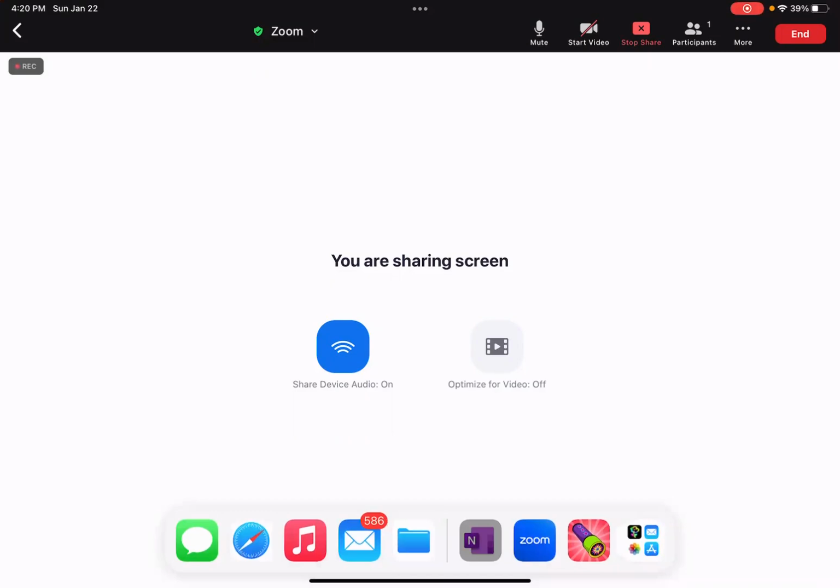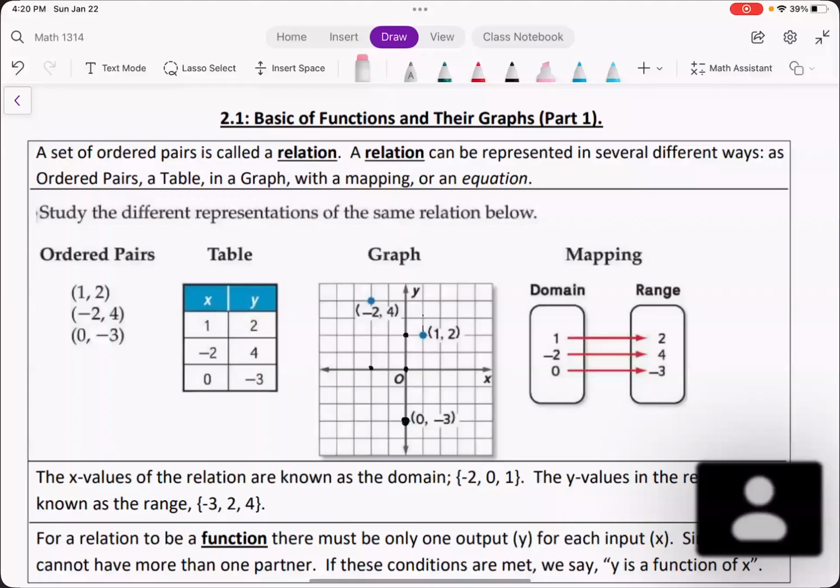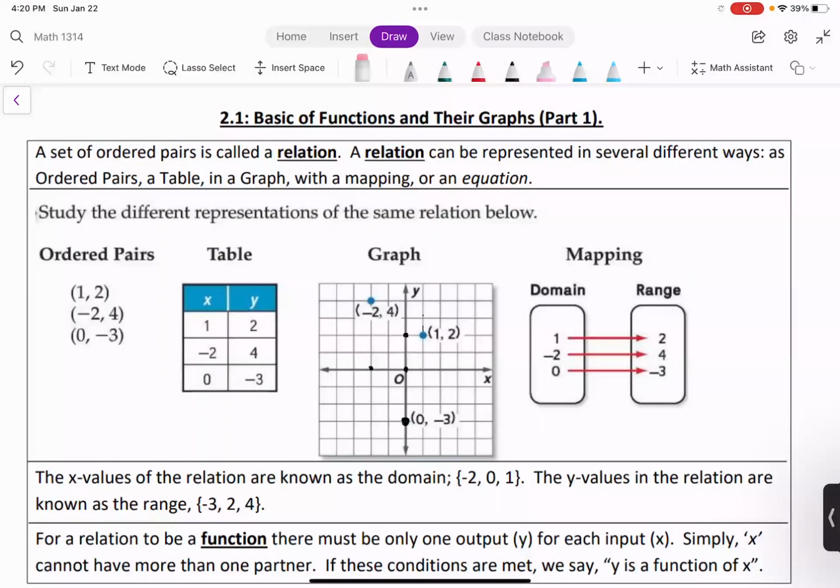Today's video, we're learning 2.1 basics of functions and their graphs. First, let's see the relation. A set of ordered pairs is called a relation. So one from the ordered pair could be X, another one could be Y: (X, Y). X can be any number, Y can be any real number.